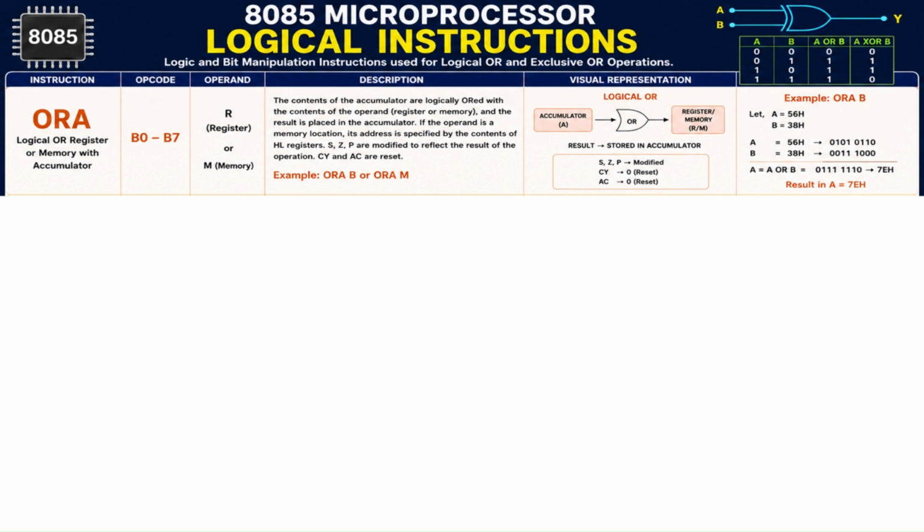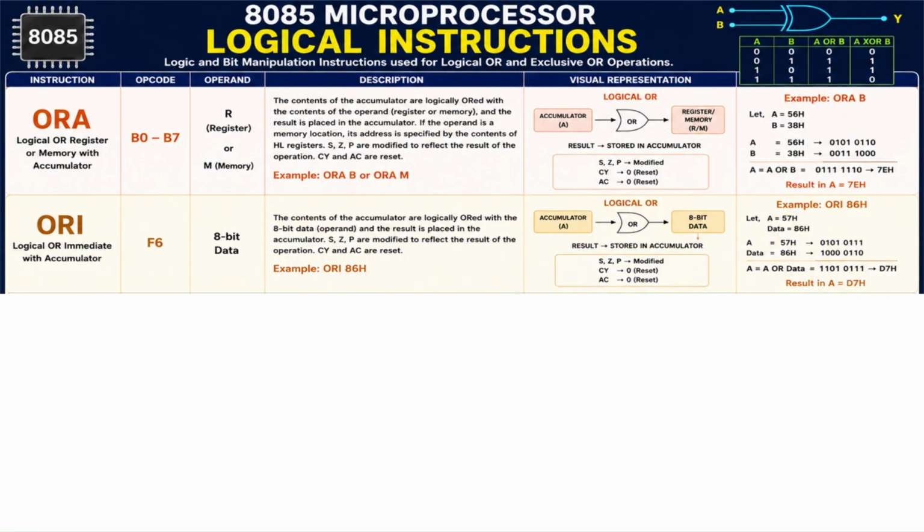Let's see the example. Accumulator A contains 56H and register B contains 38H. First, convert both values into binary and perform the OR operation. Remember the OR rule: if either bit is 1, the answer becomes 1. So, in this case, the answer is 01111110. Now convert this binary back into hexadecimal. This equals 7EH. Therefore, the accumulator now stores 7EH.